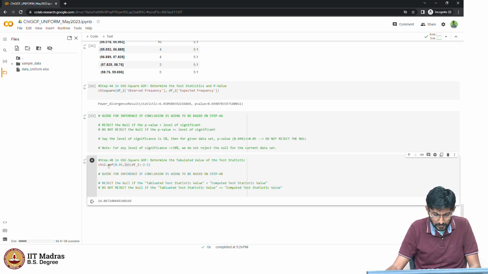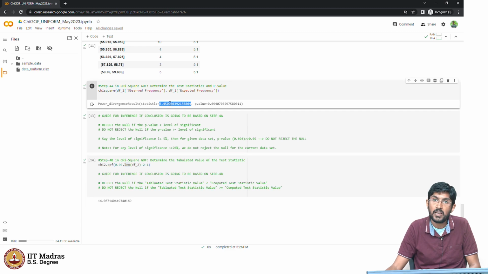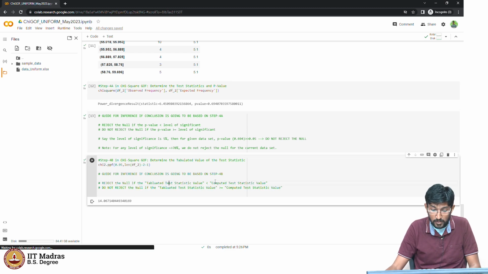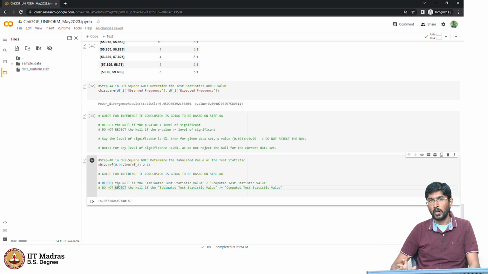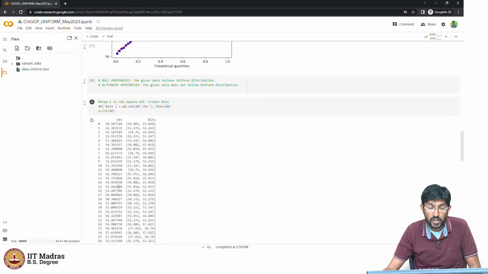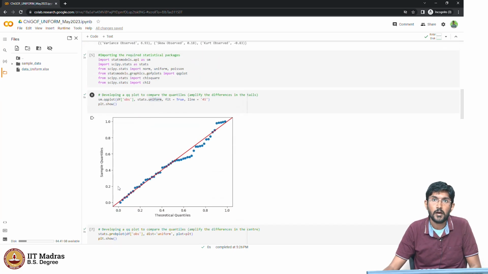The tabulated value is going to be 14, and since this tabulated value is greater than my 6.4, I would not reject the null hypothesis, and hence I can conclude that the original parent distribution is indeed coming from a uniform distribution, since I am doing it for a uniform. So this is how you perform the chi-squared goodness of fit test in Python.